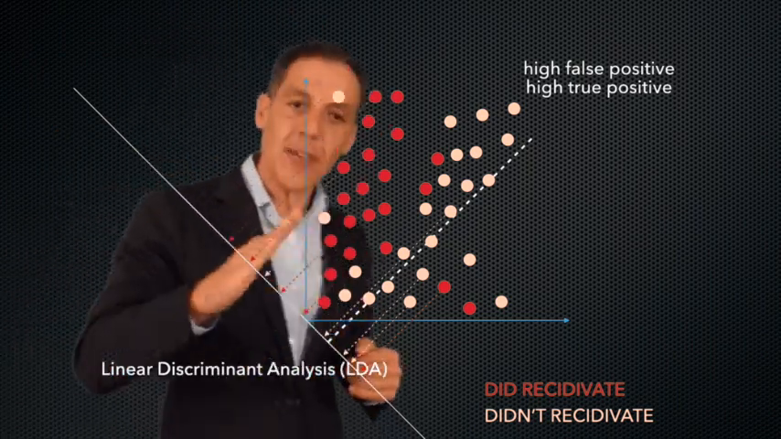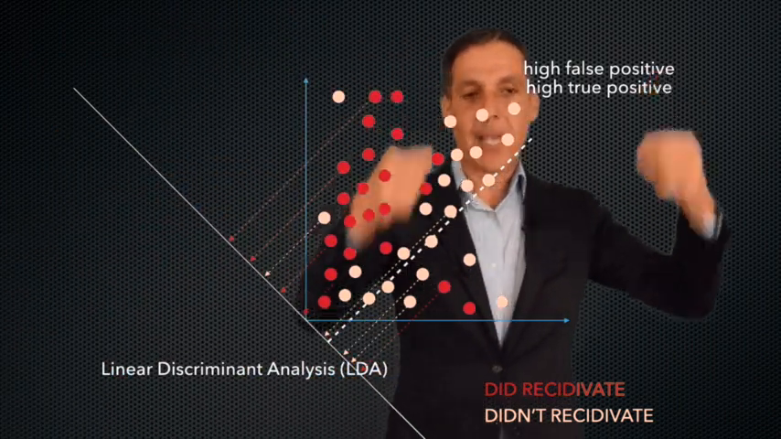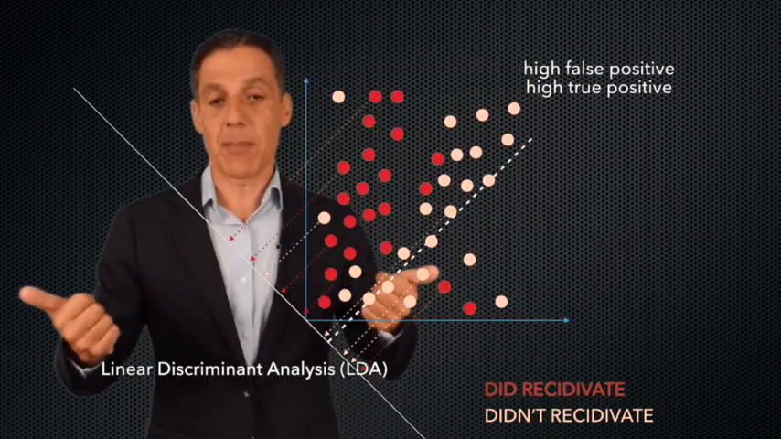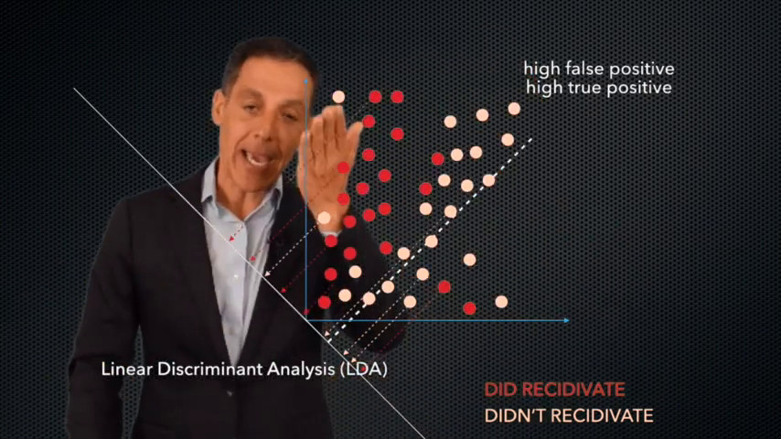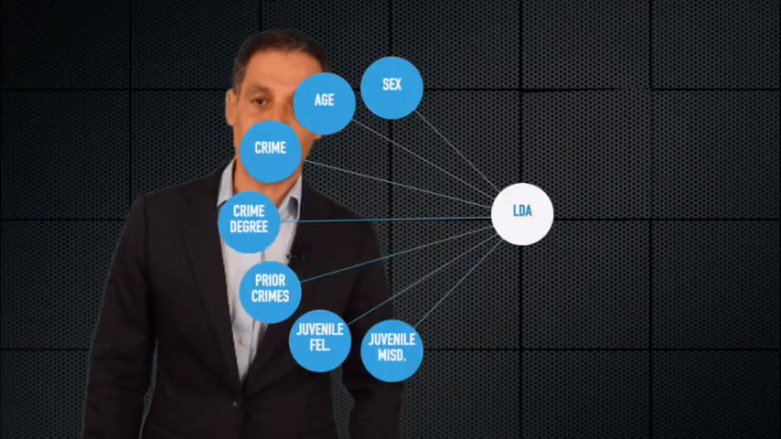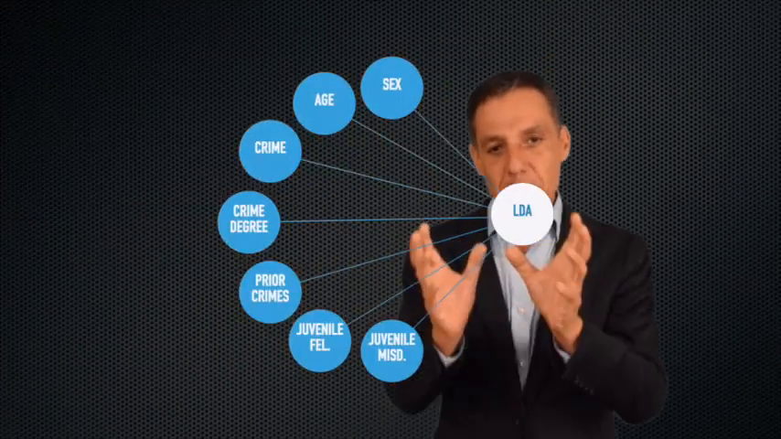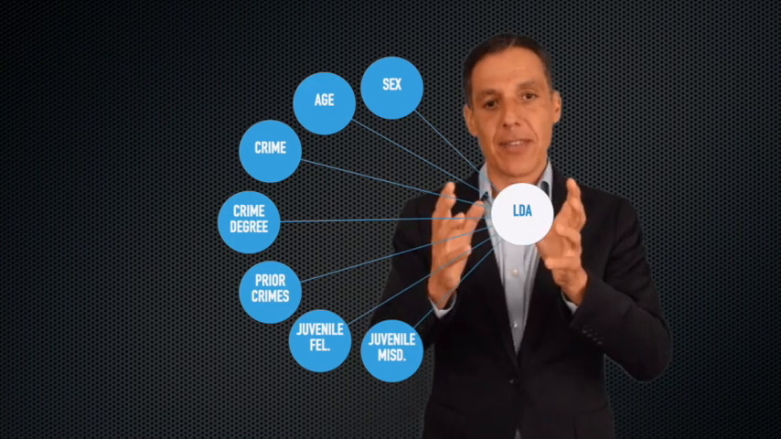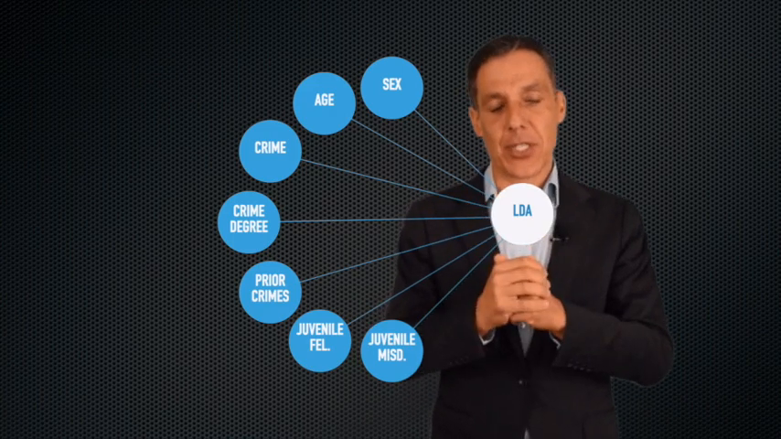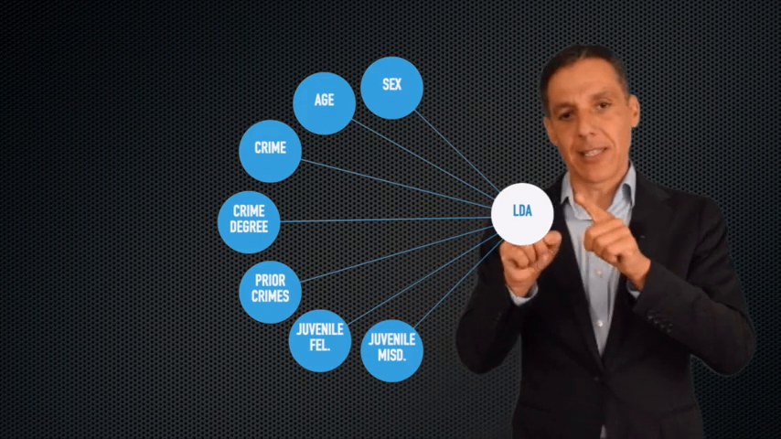So I get to draw that line in the way that I want to balance these. Which mistakes do I want to minimize? What is the accuracy that I want? And I get to make that decision. All right. So that is, in some ways, the simplest possible AI that you can have for making this type of prediction. LDA, linear discriminant analysis.